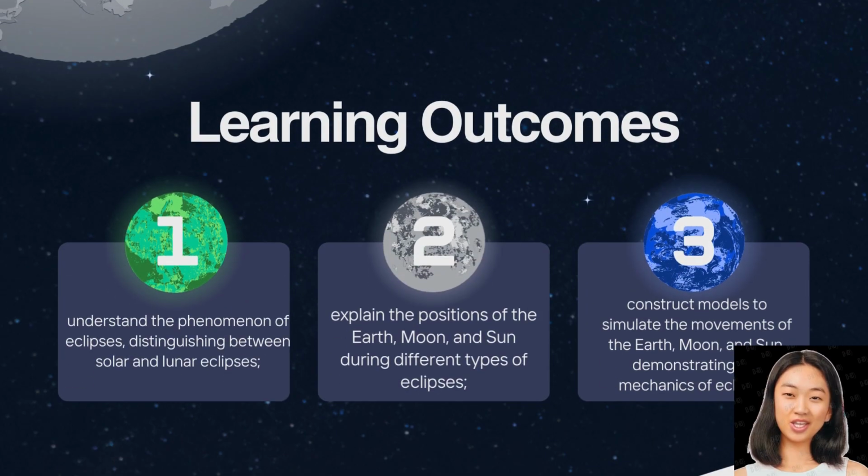Before we start, here are our learning objectives for today's lesson. To understand the phenomenon of eclipses, distinguishing between solar and lunar eclipses. Explain the positions of the Earth, Moon, and Sun during different types of eclipses. Construct models to simulate the movements of the Earth, Moon, and Sun, demonstrating the mechanics of eclipses.